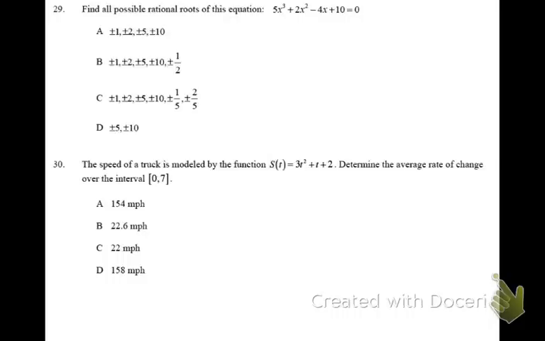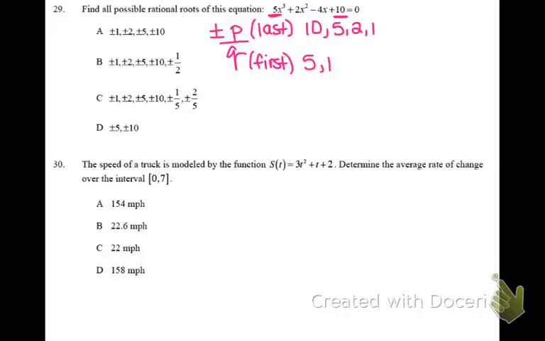Finding all the possible rational roots, that is the plus or minus P over Q. P represents the factors of your last term. Q represents factors of your first term. So factors of your last term was 10, so factors of 10 are 10, 5, 2, and 1. Factors of Q are 5 and 1. So you're taking all of your P's and dividing them by all of your Q's.